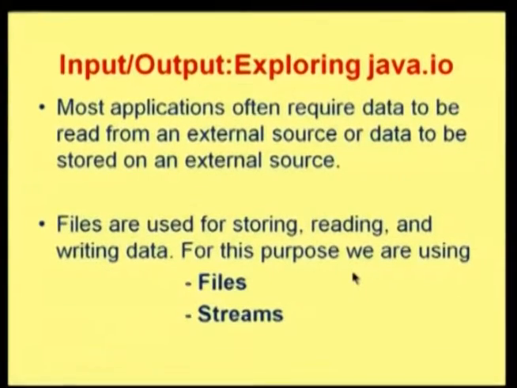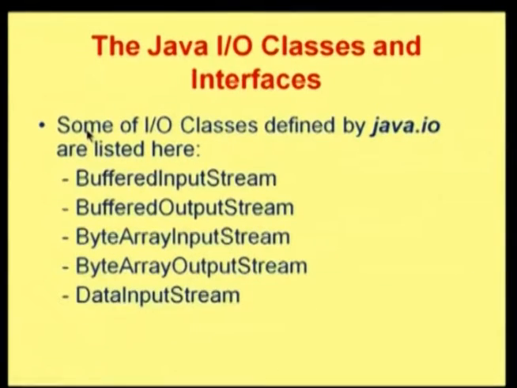In this case we have a set of classes and interfaces that are defined in the java.io package, which are used in order to retrieve this data. For this purpose we are going to use files as well as streams. Here we can have a look at some of the IO classes defined in Java.